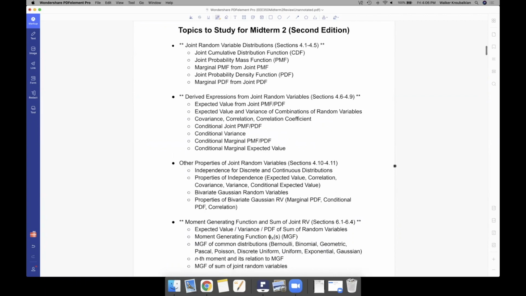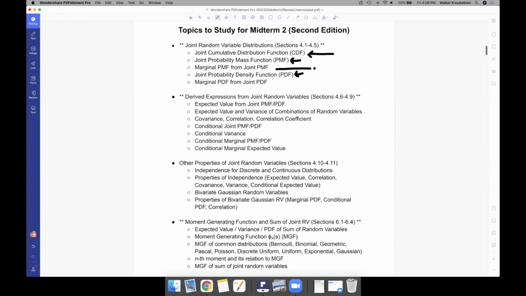So for the first category, sections 4.1 through 4.5, it's really just getting you accustomed with the idea of mixed random variable distributions, right? And there's a lot of analogs to what we saw in the first midterm for single random variable distributions, right? So CDF, PMF, PDF, all those terms should look familiar to you. And in these sections, we define the joint CDF, the joint PMF, and the joint PDF to describe a random distribution of 2 or more variables, right?